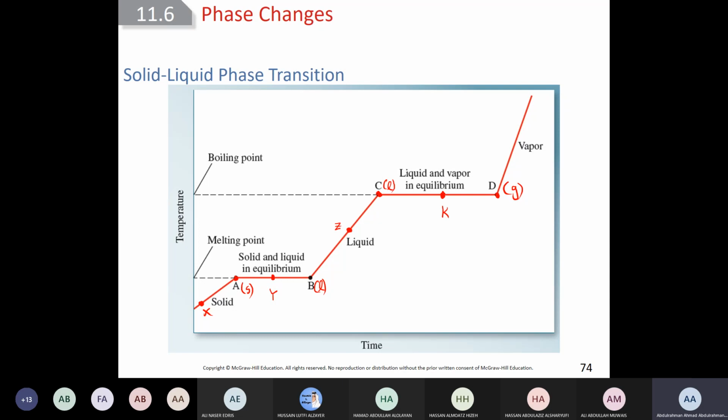Now, if you go from D upward to any temperature here, then what will be the phase here? It will be all gas. Is this clear? Good. We want to calculate the heat of all this process, wherever you start from until wherever you end up. For example, I'll call the part from X to A as Q1, from A to B Q2, from B to C Q3, from C to D Q4, and from D onward Q5. I want to find the Q for each one.